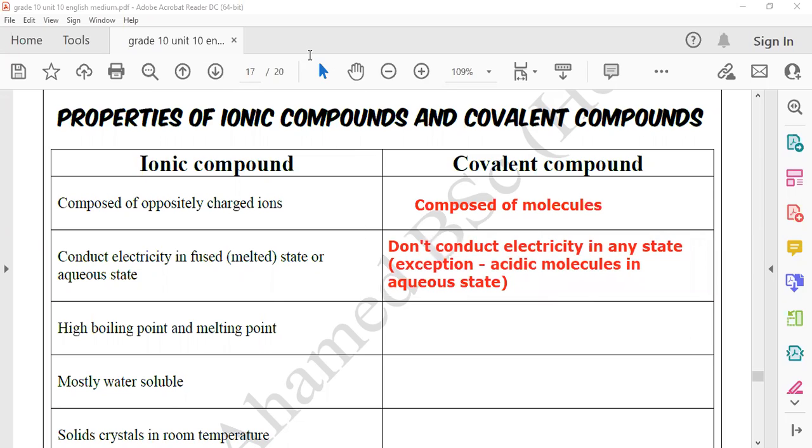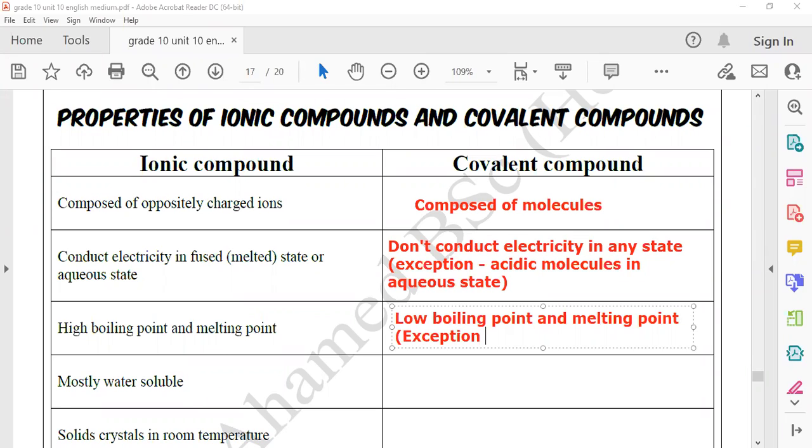Others don't. Okay. Ionic compounds have what kind of boiling points? High boiling points, high melting point. Covalent compounds have low boiling point and melting point. Both are low.